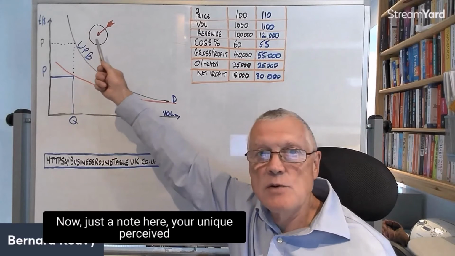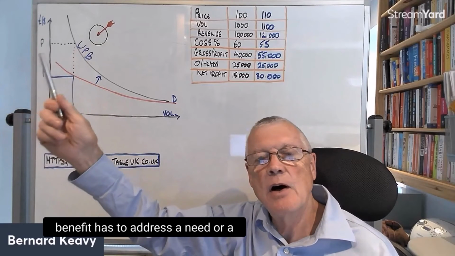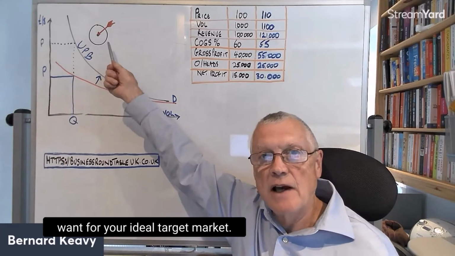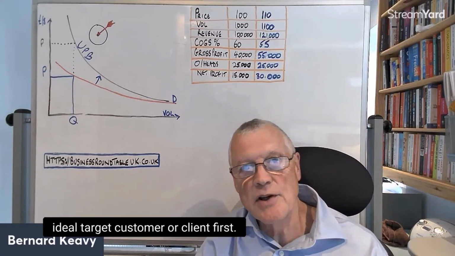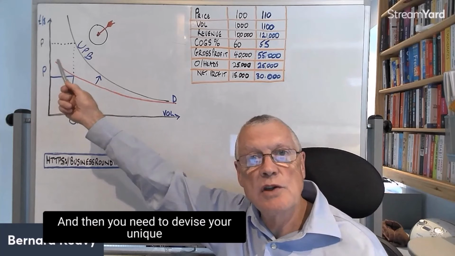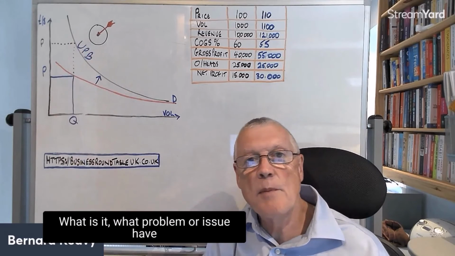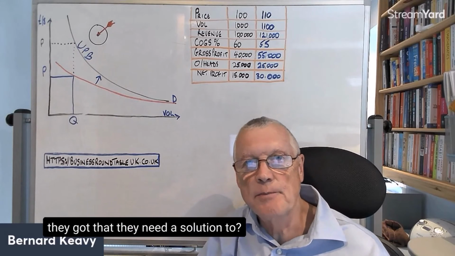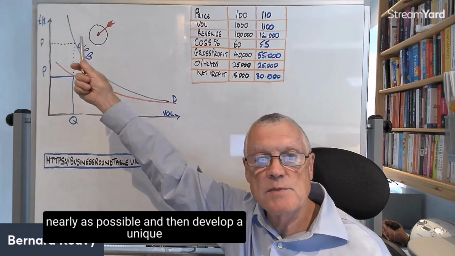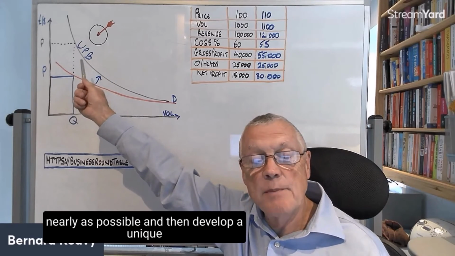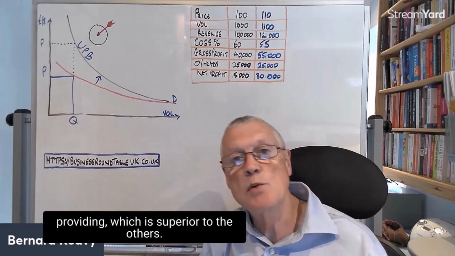Now, just a note here, your unique perceived benefit has to address a need or a want for your ideal target market. So you need to know your ideal target customer or client first, and then you need to devise your unique perceived benefit to give them what they want. What is it? What problem or issue have they got that they need a solution to? So there you have it. Identify your target market as closely and as nearly as possible, and then develop a unique perceived benefit, something they can see you as providing, which is superior to the others.